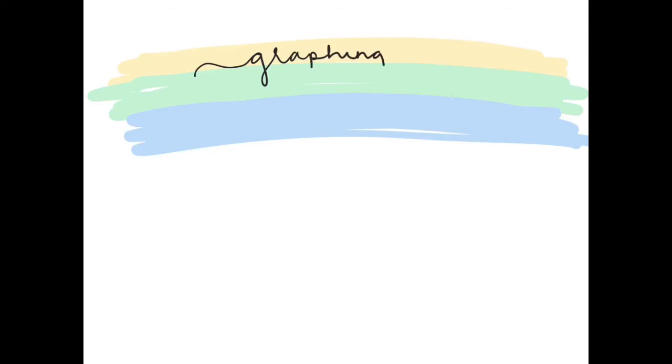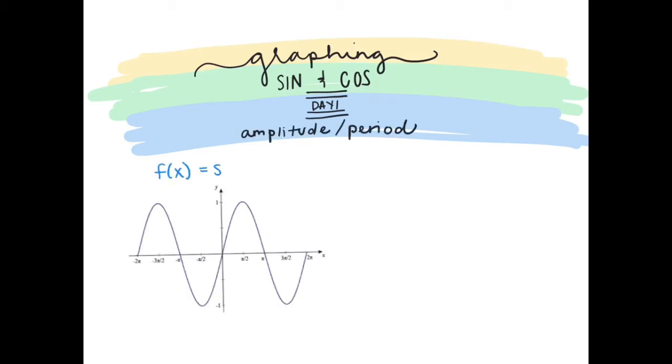Guys, today we're going to start graphing sine and cosine functions. Today we're going to start very small and then we're going to add on little by little until we can graph the entire thing from top to bottom. So I'd like to focus on amplitude and period today.